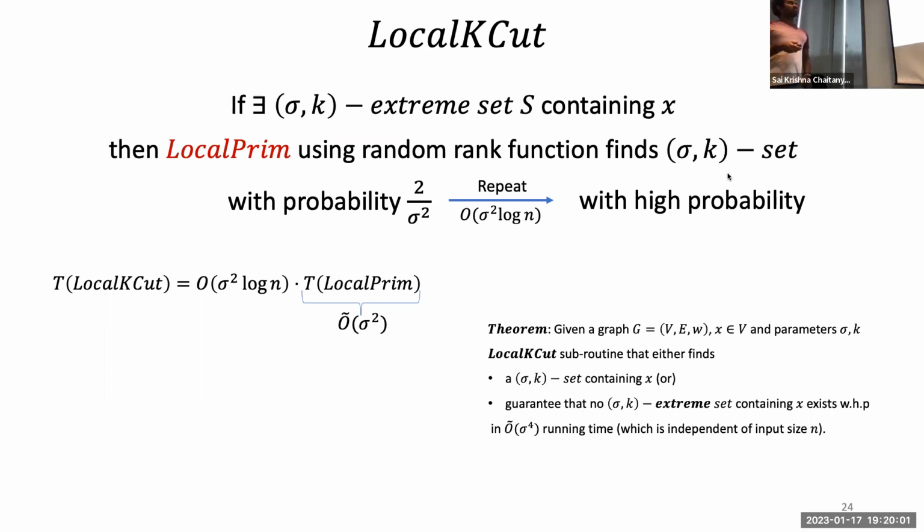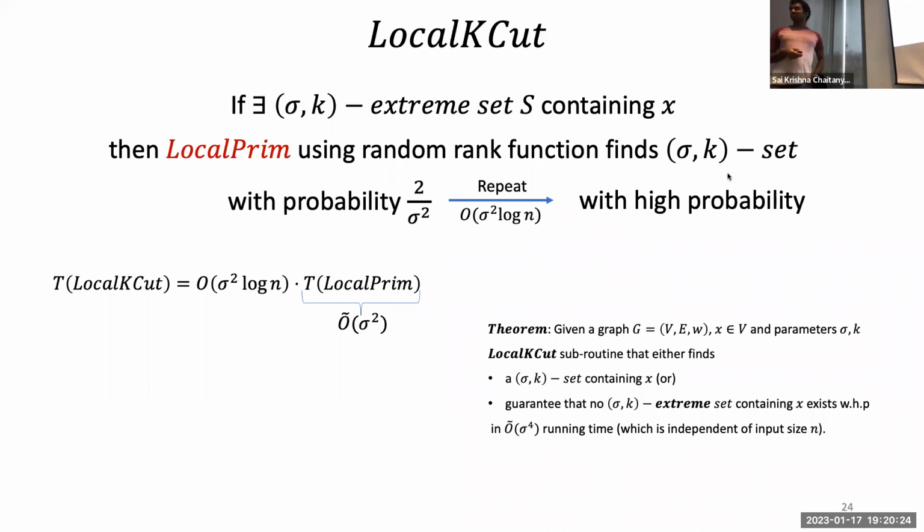And note that we are assuming a sigma k extreme set. So just flipping things, if we don't assume it, we either return this or guarantee that no such thing exists with high probability. So this is the main local k cut statement, the subroutine that we assume.